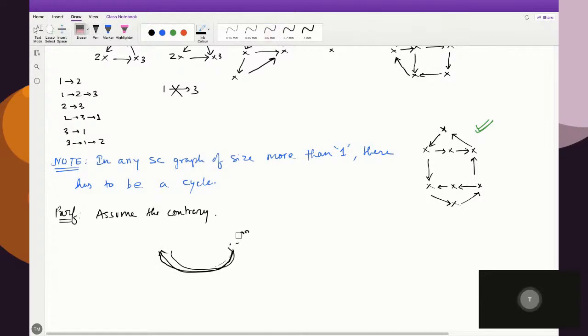There has to be at least one cycle for sure, but there is no guarantee that there will be a very large cycle which will contain all of it. So that was a very quick proof.